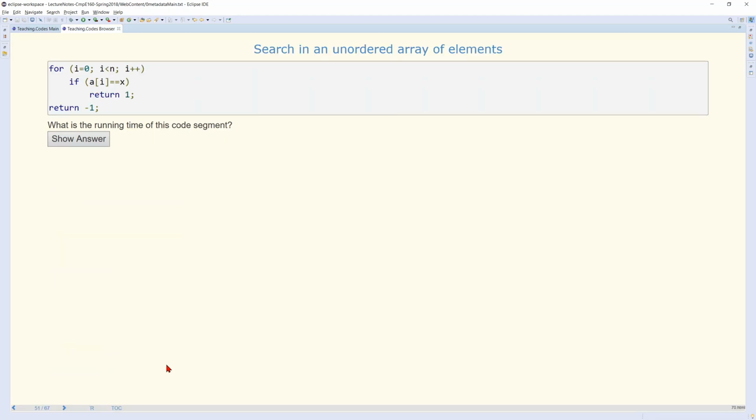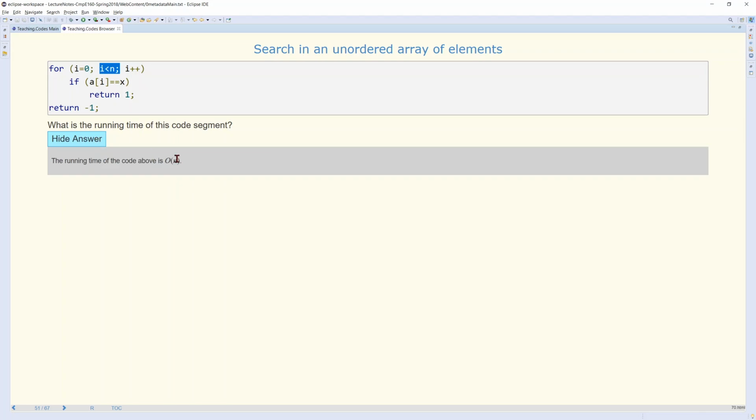How about searching for a value in an unordered array? Pay attention to the word here, unordered. So the array I have is not sorted here. So I don't know where the element is in the array. I have to check one by one. So if I have n elements in the array, the loop iterates n times. N times I do a comparison. Therefore, the complexity would be simply O(n).